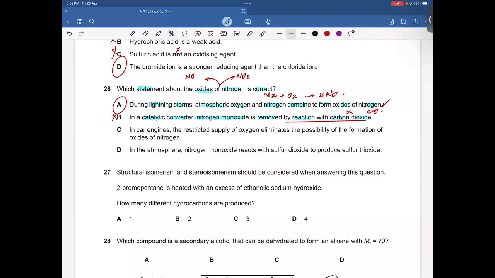Next, in car engines, the restricted supply of oxygen eliminates the possibility of the formation of oxides of nitrogen. Restricted supply means limited supply. Limited supply will give you nitrogen monoxide instead of nitrogen dioxide. So this again might be the incorrect option. Last but not least, in the atmosphere, nitrogen monoxide reacts with sulfur dioxide. By the way, nitrogen monoxide cannot react with sulfur dioxide.